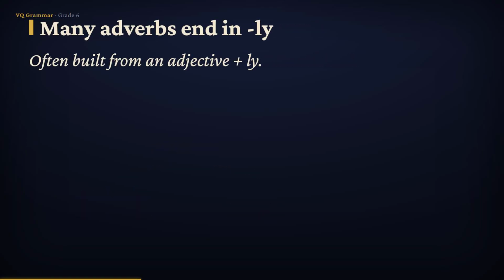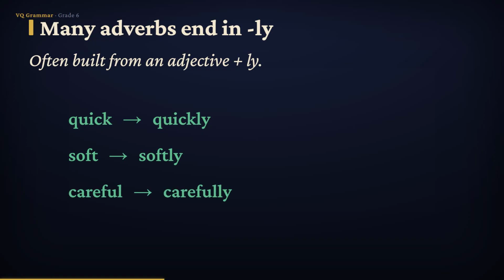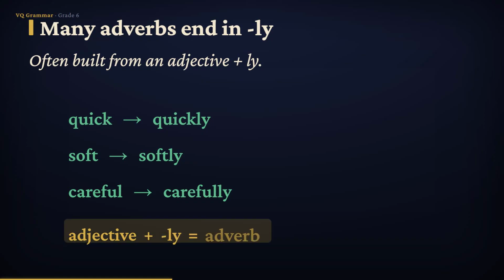Now, a lot of adverbs share a helpful clue. They end in the letters ly. Very often, you build one by taking an adjective and simply adding ly to it. Watch. The adjective quick becomes the adverb quickly, as in, she answered quickly. Soft becomes softly, as in, he spoke softly. Careful becomes carefully, as in, we carried the box carefully. So a great rule of thumb is this. Adjective plus ly usually gives you an adverb. That ending is one of your best hints.